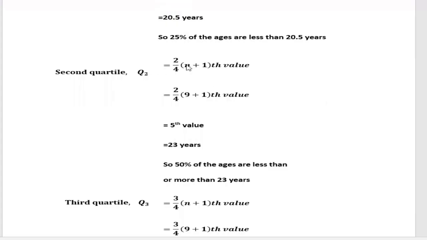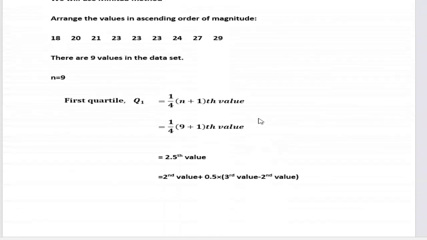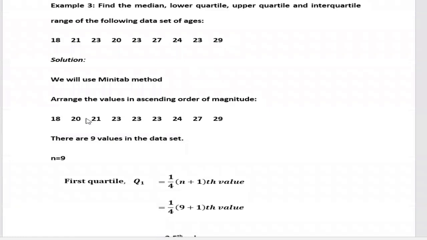For quartile 2, the formula is 2 divided by 4 times (n plus 1) value. We know n is 9, so 9 plus 1 times 2 over 4, we get the fifth value. Only the fifth value. What is the fifth value? Let us see: 1, 2, 3, 4, 5. So our fifth value is 23.